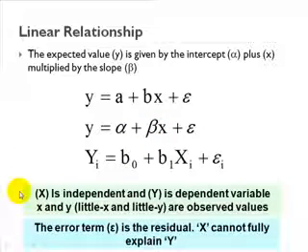So, to summarize, x is the independent variable, y is the dependent variable, and the error term is the residual that reminds us x tries to explain y, but cannot fully explain y. So that's a quick introduction to the linear regression equation.